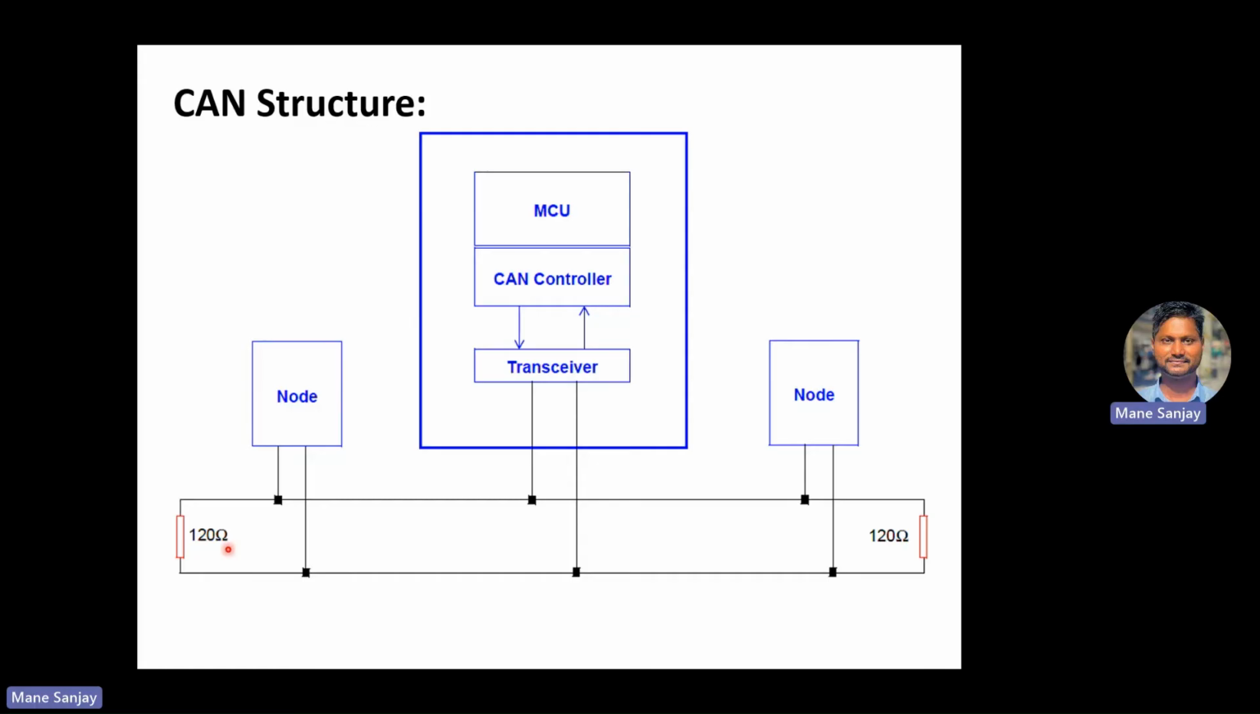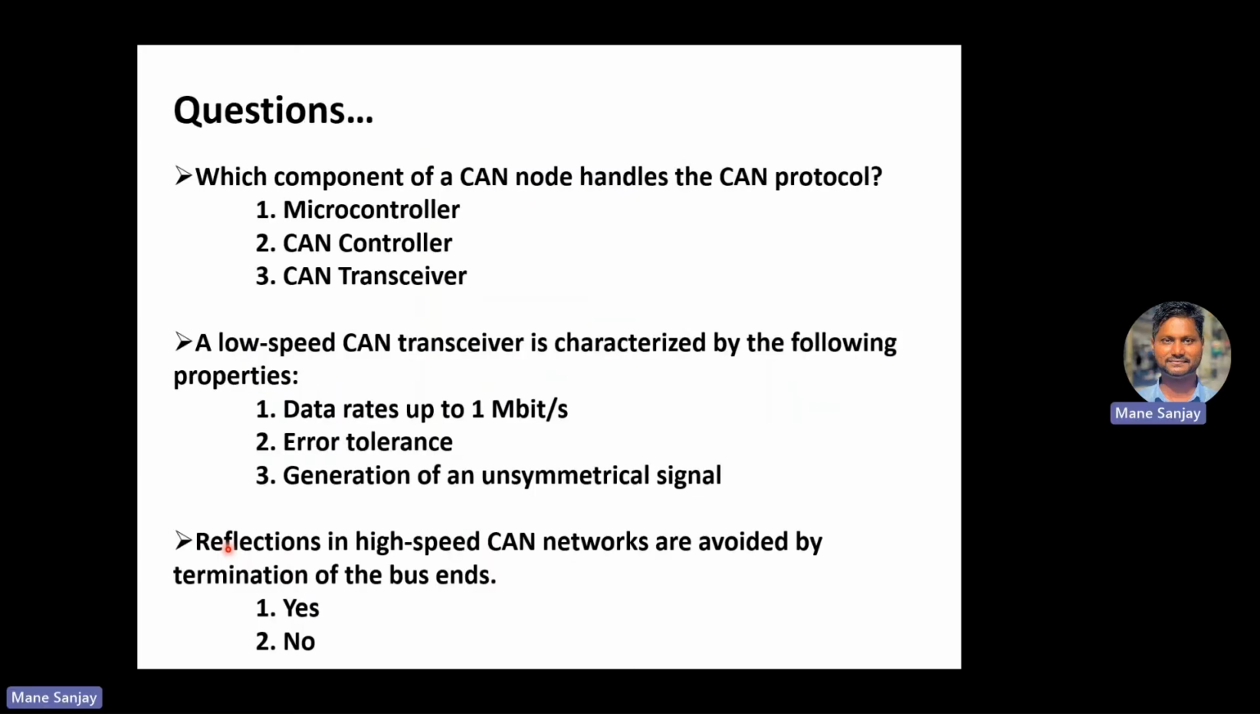Before jumping to the next section of this training, let's jump to the basic questionnaire. The first question: which component of the CAN node handles the CAN protocol? Who handles the CAN protocol in a CAN node? As I mentioned, in a CAN node, three parts are there: the main microcontroller, CAN controller, CAN transceiver. The CAN transceiver is connected to the bus. It just takes the physical value, converts that into 0s and 1s and pushes it to the CAN controller. The main microcontroller does the main task of the application layer. So who handles the CAN protocol? The answer is the CAN controller.